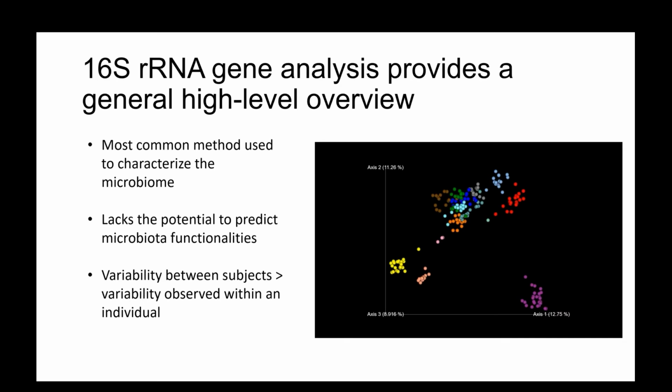research. As I mentioned on the previous slide, a typical 16S analysis provides a general high-level overview of the composition of community structure, but generally lacks the potential to predict functionalities. The functional implications of compositional changes can be hypothesized, but oftentimes additional methods, things like shotgun metagenomics or metabolomics, are required to more directly measure any sort of functional change.